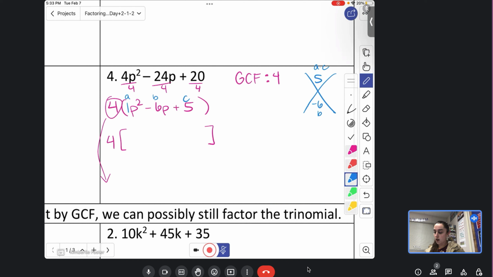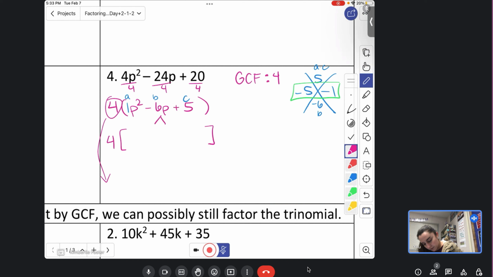I notice at the top is positive and the bottom is negative. So that tells me I'm going to have two numbers that are negative. Okay, and multiples of 5. 5 is prime, so my only option is 5 and 1. And yes, negative 5 and negative 1 adds up to negative 6. Okay, so negative 5 and negative 1 are my two numbers that I'm looking for.